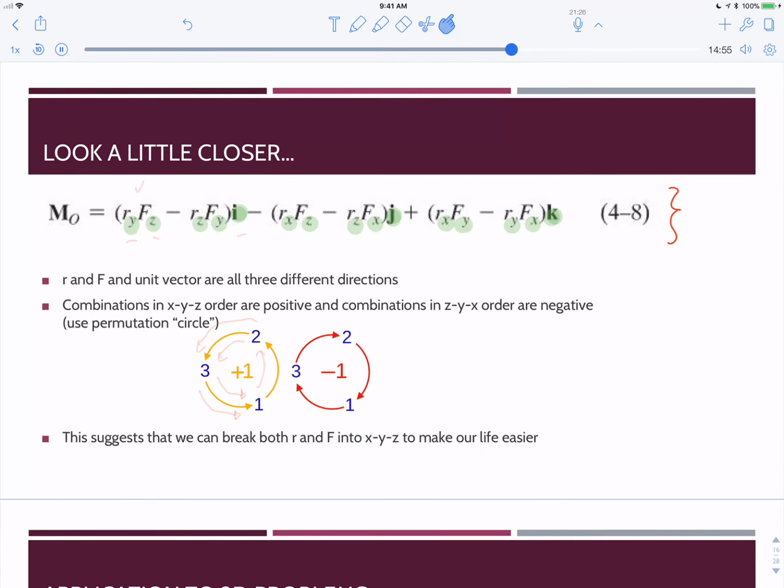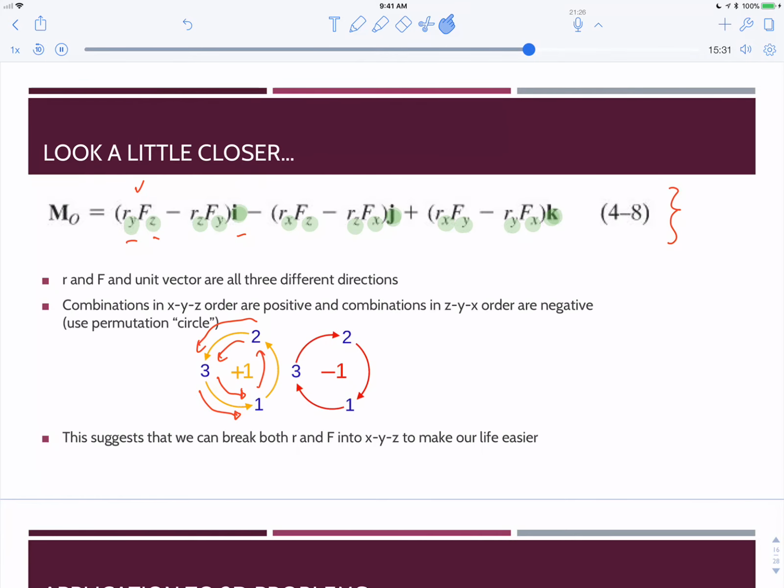If the order is positive, meaning XYZ, or YZX, or ZXY. Think of X as 1, Y as 2, Z as 3. As long as you're going this way in order, 1 to 2, 2 to 3, 3 to 1, it's going to be positive. So look, YZX is going Y to Z, Z to X, it's positive. But if you go ZYX, that's backwards, and that's why you get negative.